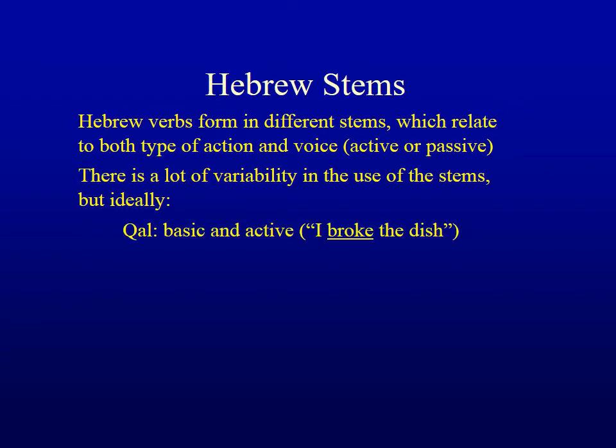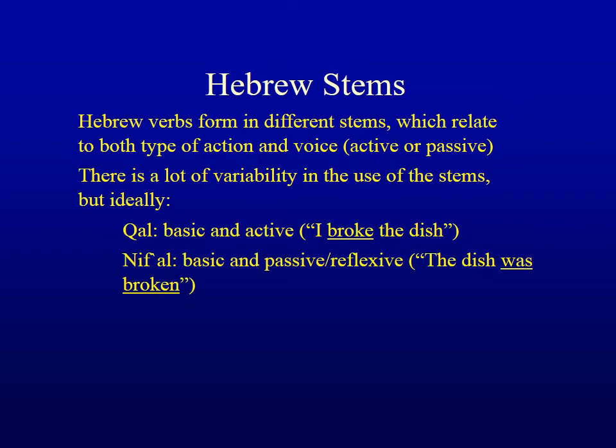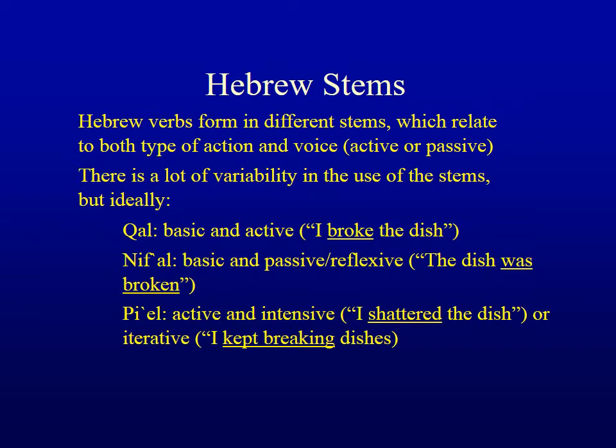Kal is the basic and active form of the verb. So, for instance, I broke the dish. The subject is doing something to the object. The nifal is the passive form of the kal, essentially. Basic and either passive or reflexive. So the dish was broken, or the dish broke. The piel is either active and intensive, so I shattered the dish, that is an intensification of breaking the dish, or it's active and iterative, so I kept breaking dishes. I did the same action multiple times.